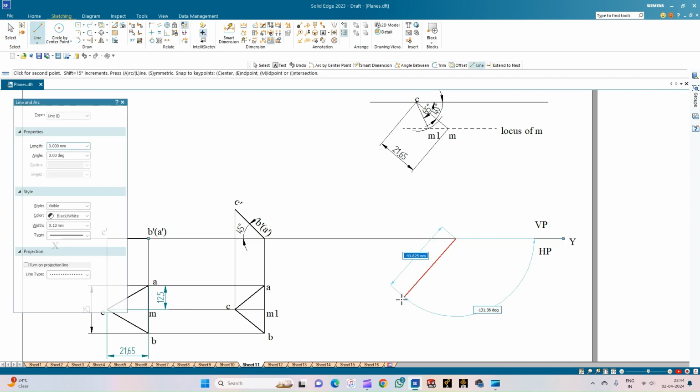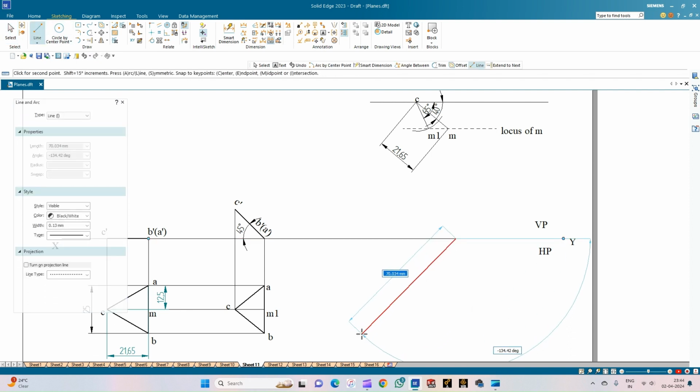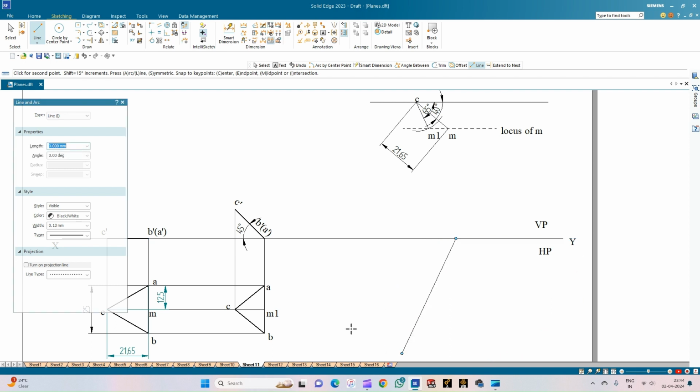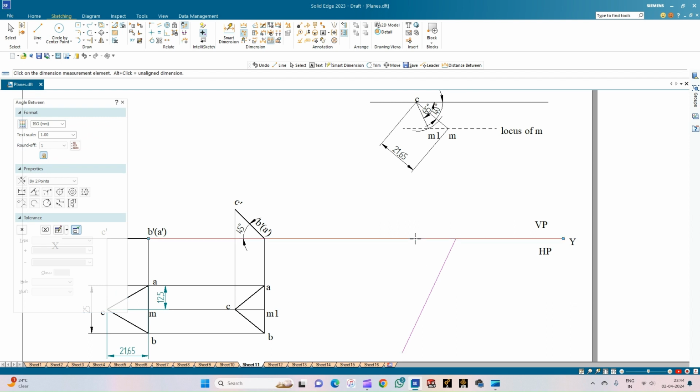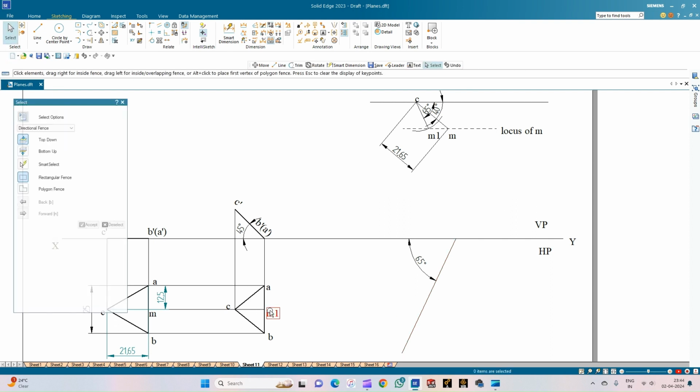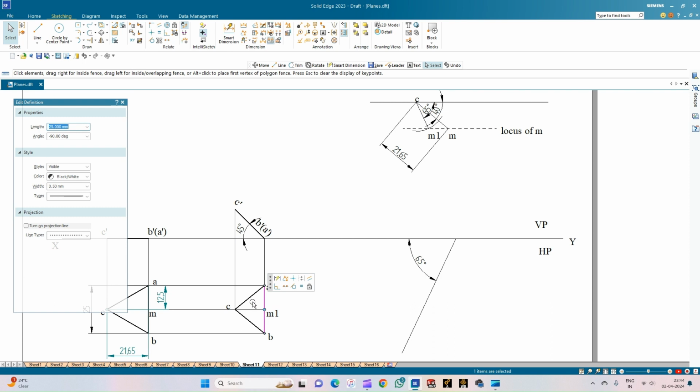Now let us draw a line of any arbitrary length, but the angle of inclination must be equal to 65. So this is a 65-degree line, which is the value of the beta angle. On the 65-degree line, we are going to place the distorted triangle. For that, we will select the triangle.